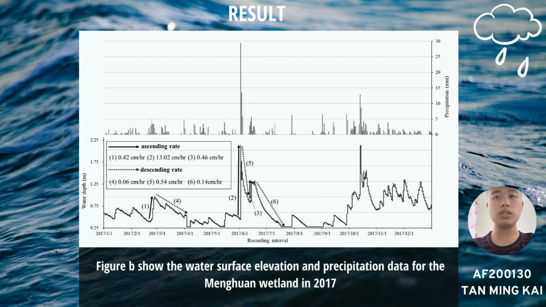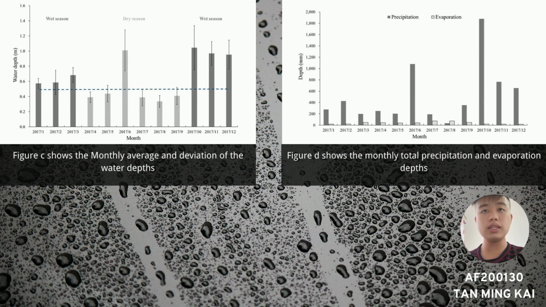In addition, we noticed that the precipitation intensity profoundly influenced the monthly average evaporation and water depth. In other words, the water depth increased with precipitation intensity. Figure C shows the monthly average and deviation of water depth, while Figure D shows the monthly total precipitation and evaporation depth. Figure C shows the descending and ascending rate of water depth from the chosen typhoon seasons.